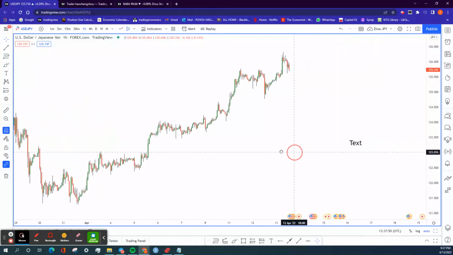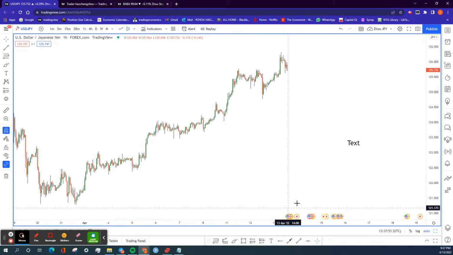Hey guys, I'm gonna teach you about trend lines. A lot of people ask me why I learn trend lines. It's because of a few purposes.